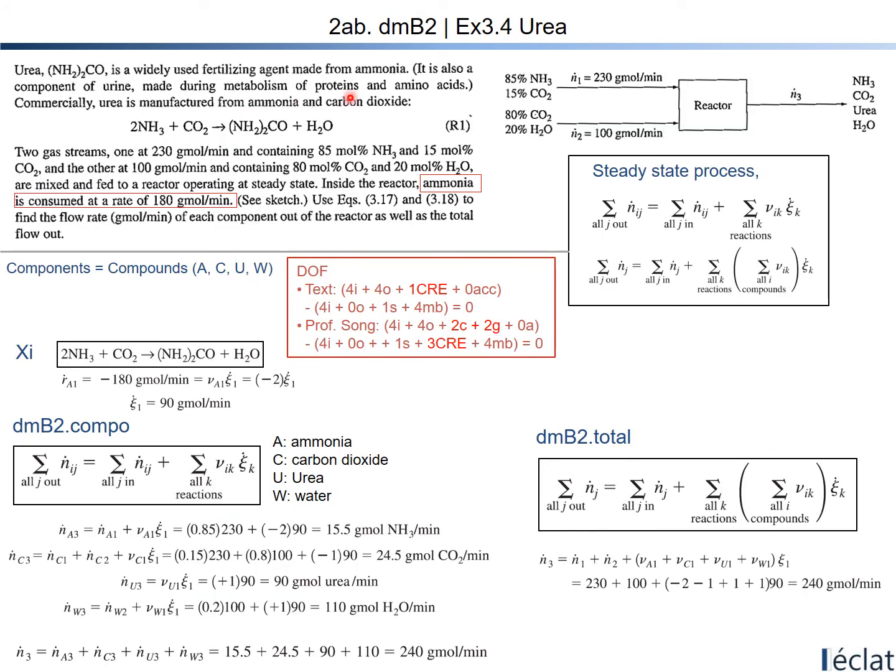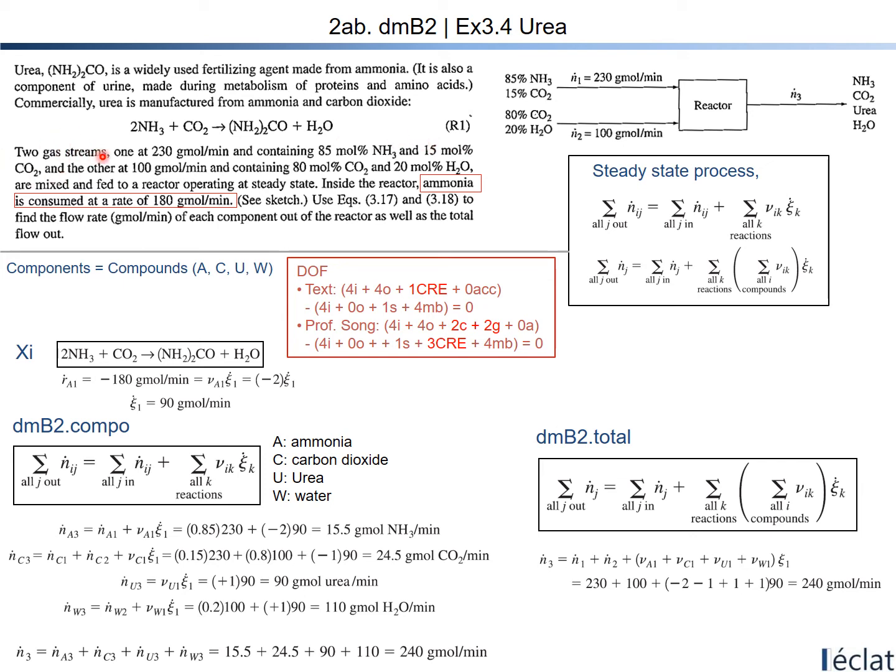Okay, here is the example about urea production. Urea, NH2 twice, carbon, oxygen, is a widely used fertilizing agent made from ammonia. Commercially, urea is manufactured from ammonia and carbon dioxide. So here is the balanced chemical reaction equation. How many compounds are available in this reaction? Ammonia and carbon dioxide as reactants, and urea and water as products. That is reaction number 1, since we have a single reaction here.